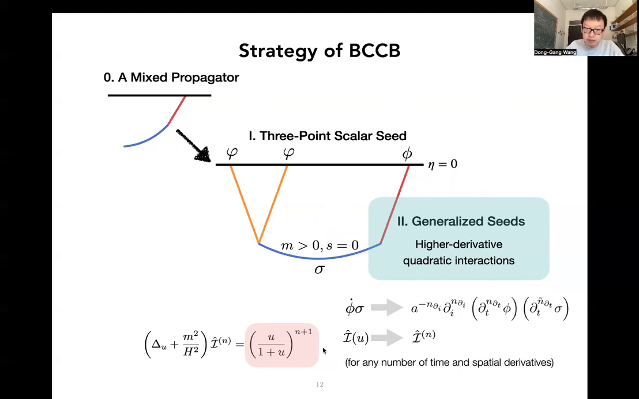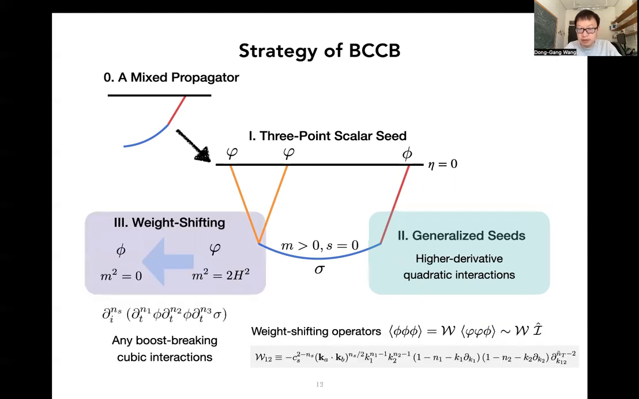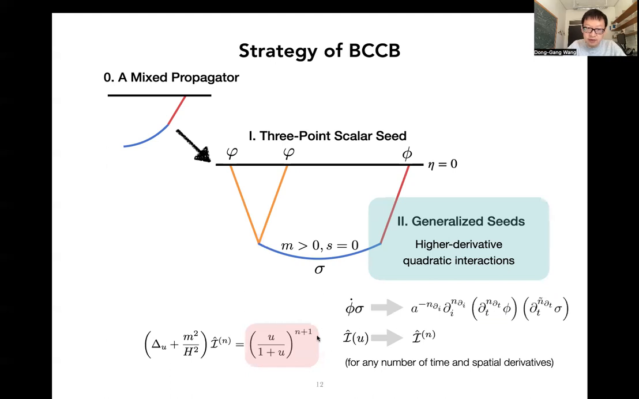And our approach is to propose this generalized scalar seed function, this I had with upper index n. Basically, this n parameter is the number of derivatives in this quadratic interaction. And then we found this generalized scalar seed satisfies a differential equation with a higher order source term. And then we can also solve this generalized scalar seed function using analytical methods.